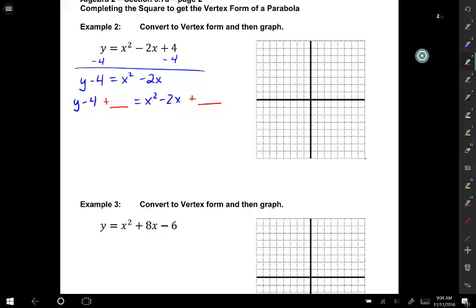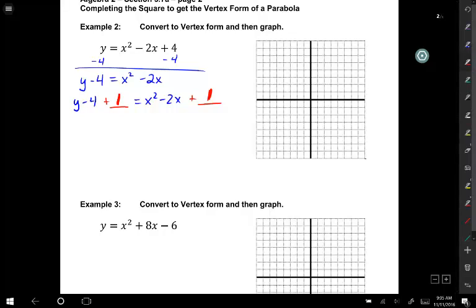Now let's think through. Remember, we take half of the linear term, which in this case is 2x, and we square it. So what's half of negative 2? 1. Squared? 1. So we're going to add 1. Now, did I really add 1 to this side? You bet. So what do I need to do to balance the equation? Add 1 to this side.